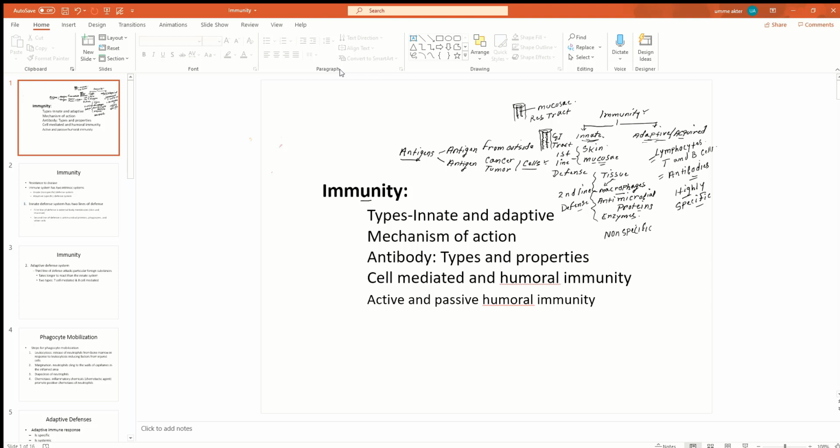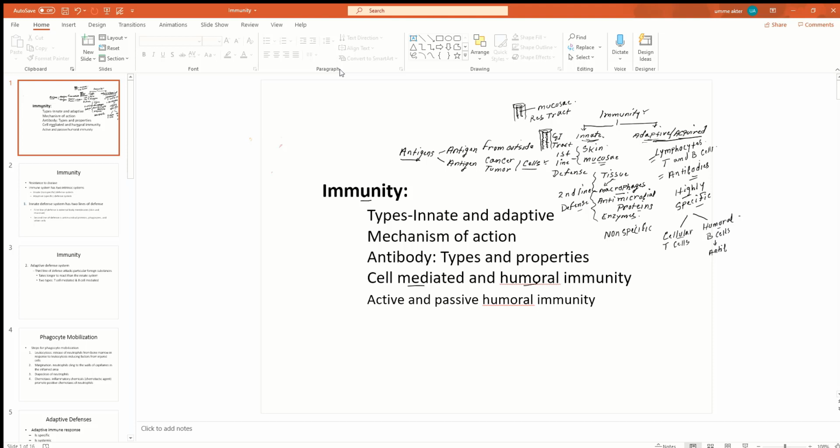Okay, then the adaptive or acquired immunity is further divided into two types. Okay, one is called cellular and another is called humoral. Okay, so adaptive cellular and humoral, cell mediated and humoral. Cellular is given by the T cells. So T cell mediated immunity is cellular immunity. Humoral immunity is given by the B cells, and you know that B cells produce antibodies.